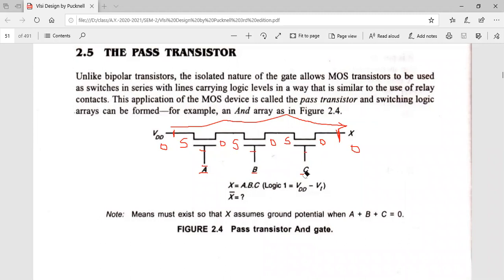Just for example, we are taking three transistors connected end to end, and if you give input at one end, you have to get the output at the other end. This is possible only when the intermediate transistors A, B, C are all on, since it's an AND gate, right? So we can, let's say, use pass transistors.